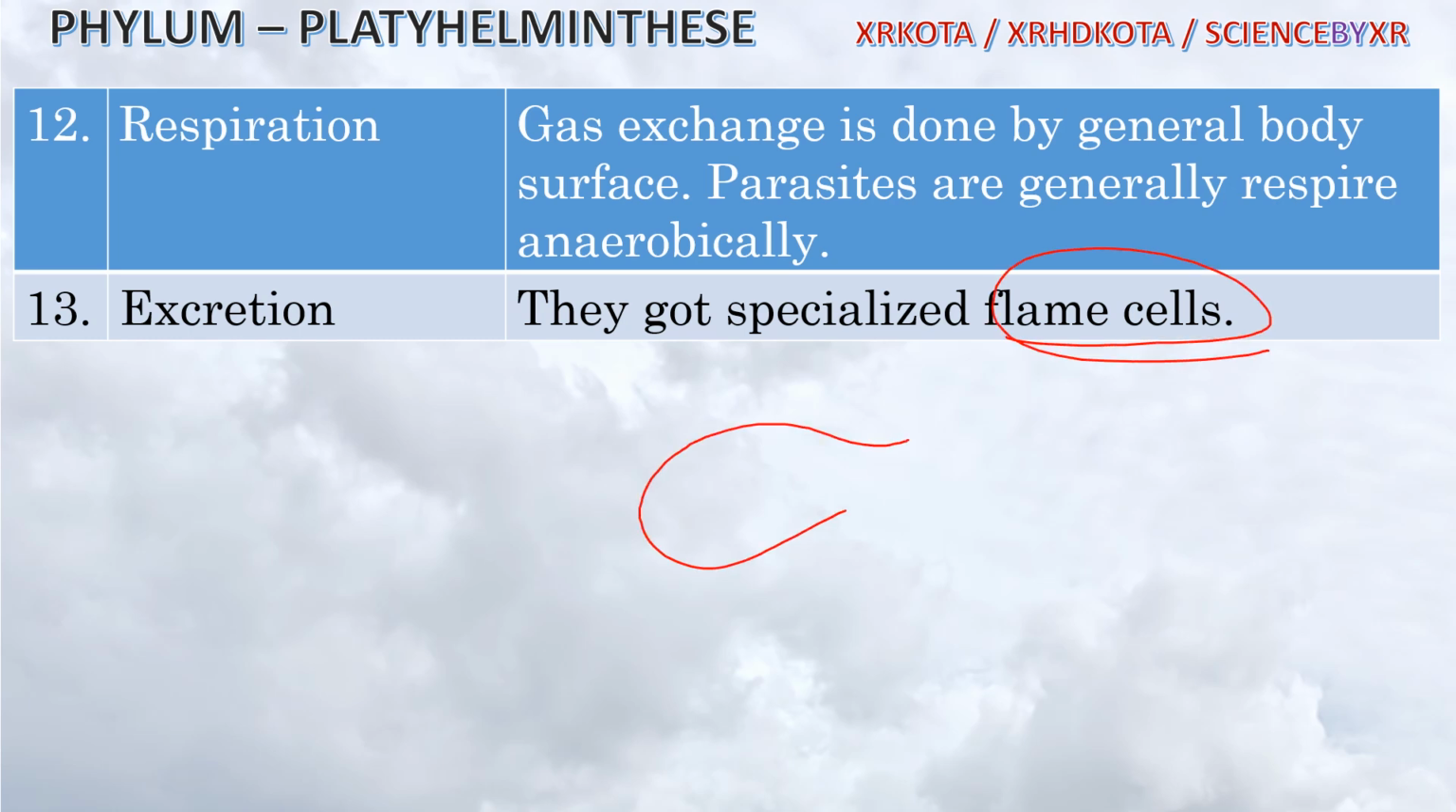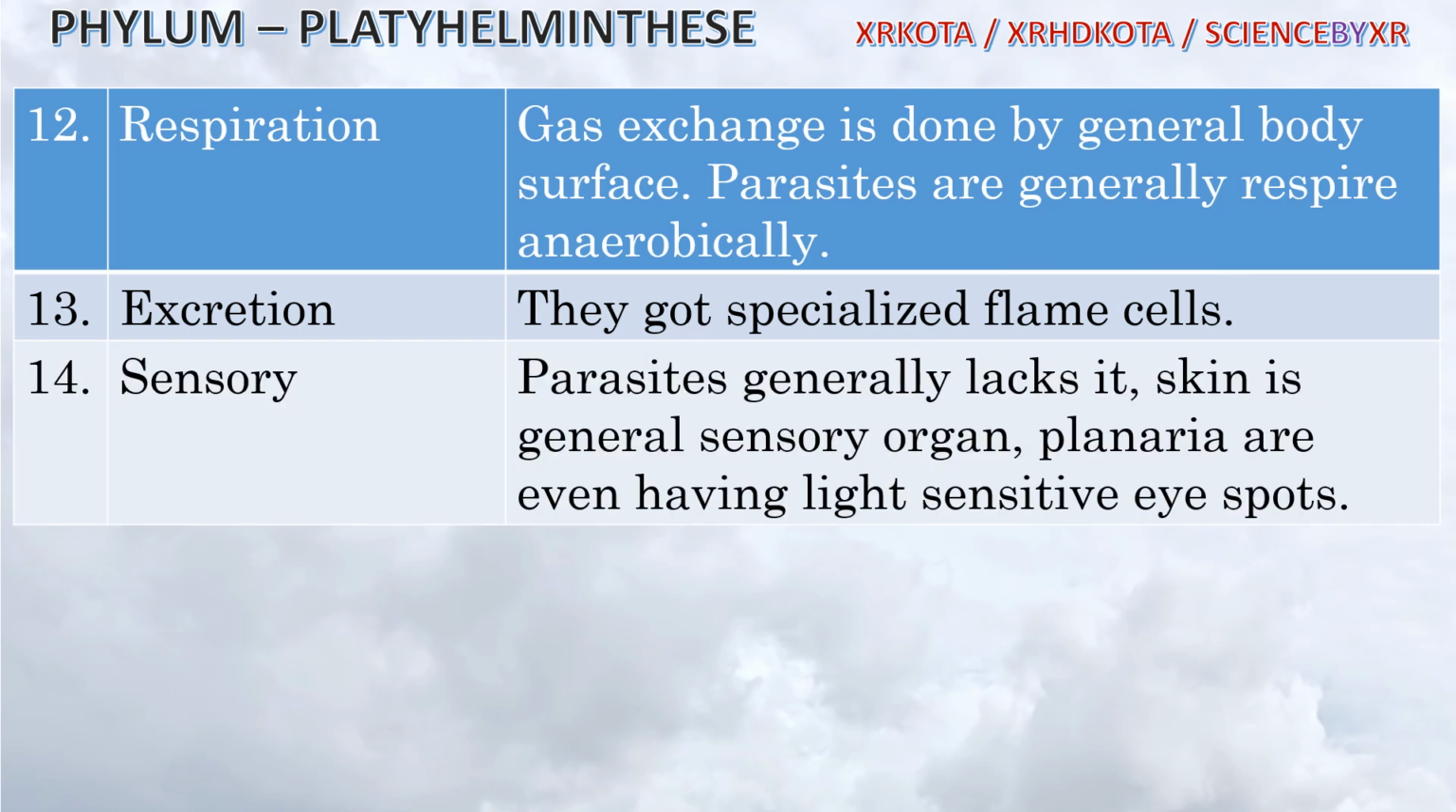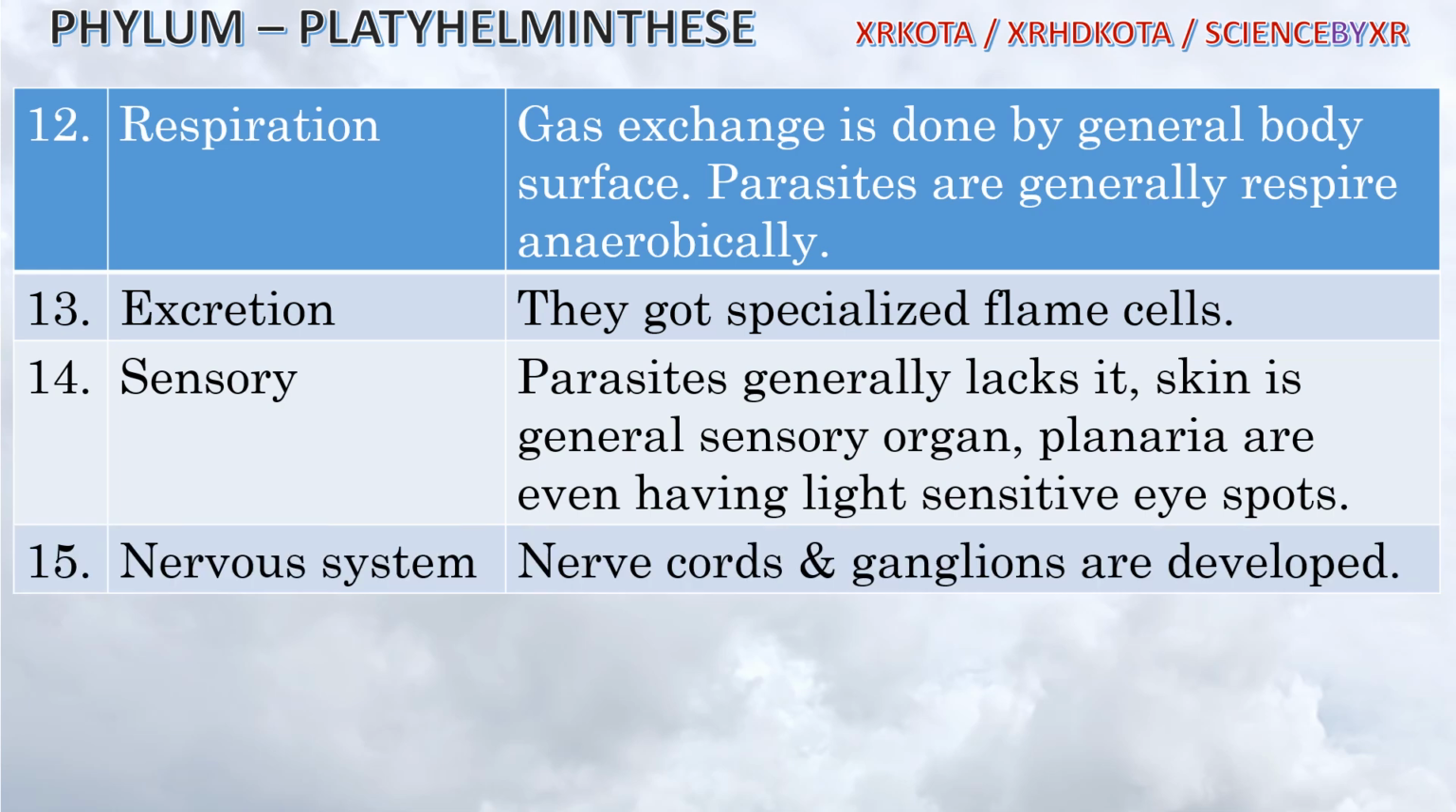Excretion. So they have specialized cells called flame cells. Now these are cells which open into a common duct, and here they have cilia, and the cilia are reddish yellow in color, so they keep on moving and give an appearance of flame. It appears just like a flame is there. Okay, and hence the name flame cells is given to it. Sensory, so these are lacking sense organs. However, some light sensitive cells are there which help them to distinguish between light and dark. Yes, nervous system, the nerve cords are formed. Okay, and ganglia are developed.